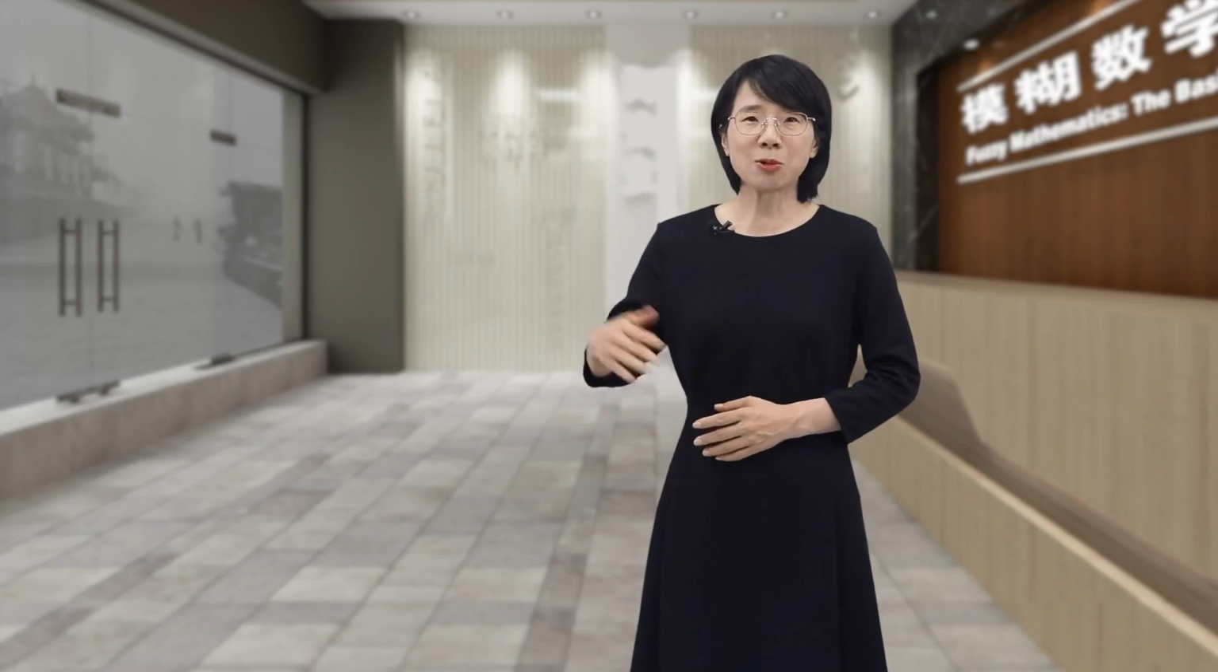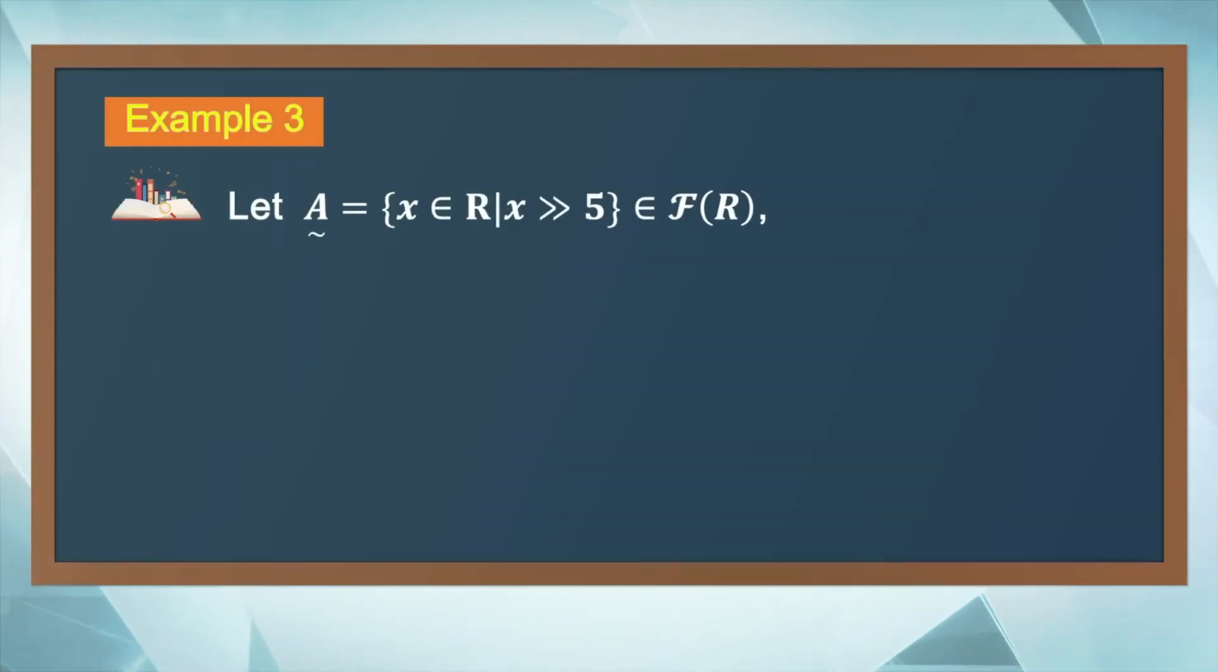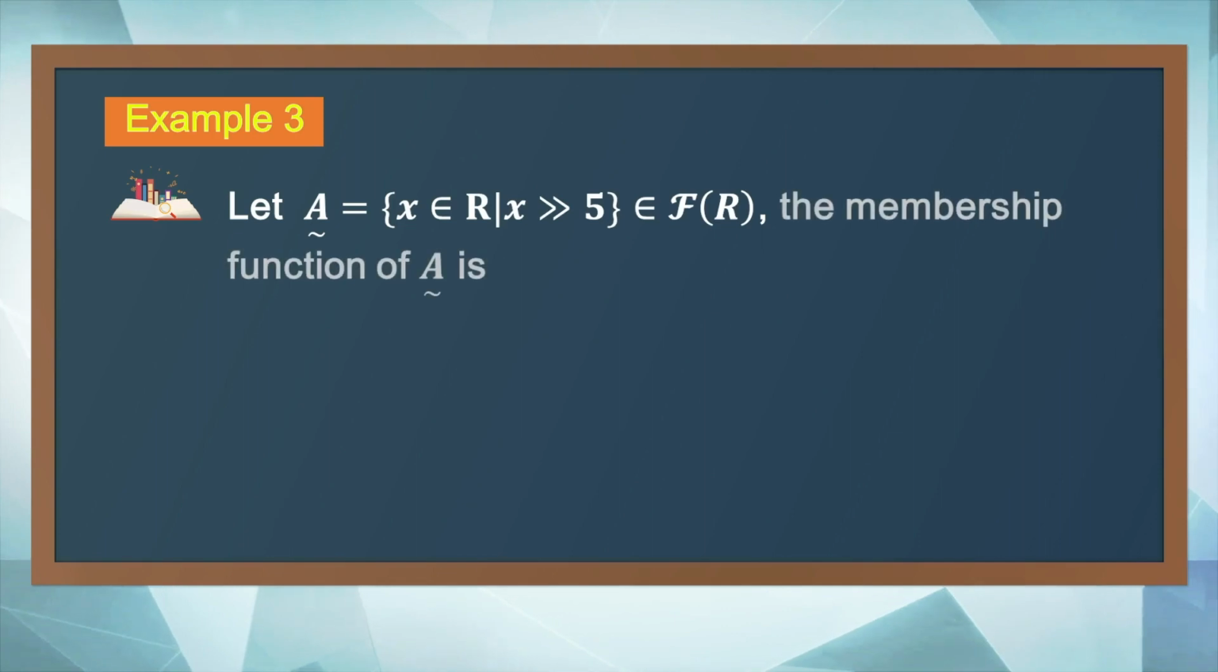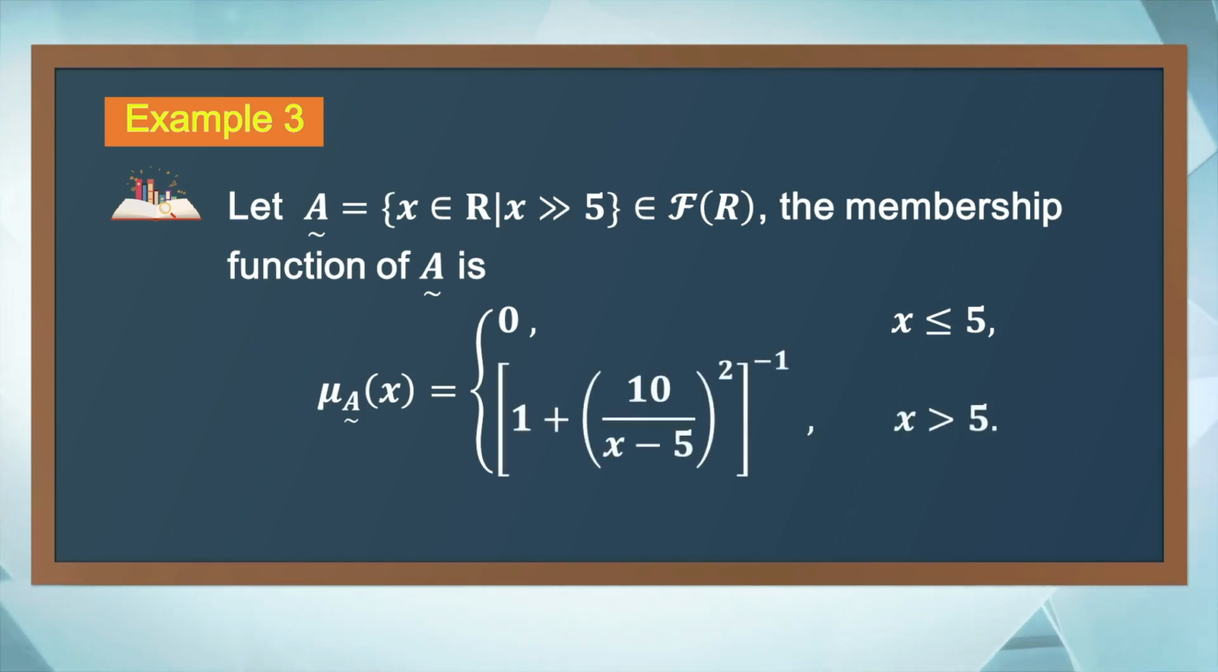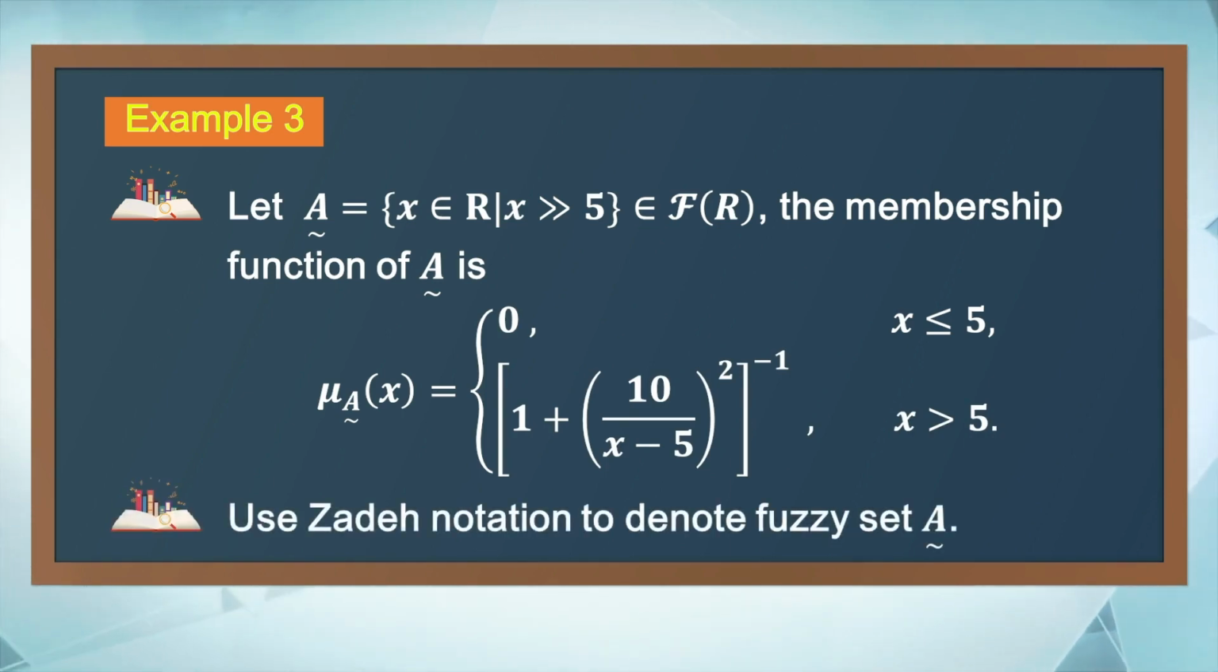Another example, example 3. Let the universal set be the set of real numbers. Let A be the fuzzy set much larger than 5. The membership function of A is as follows. Mu sub A of x equals 0 if x is less than or equal to 5. Mu sub A of x equals the reciprocal of the quantity 1 plus 10 over x minus 5 squared, if x is greater than 5. Use Zadeh's integral notation to denote fuzzy set A.